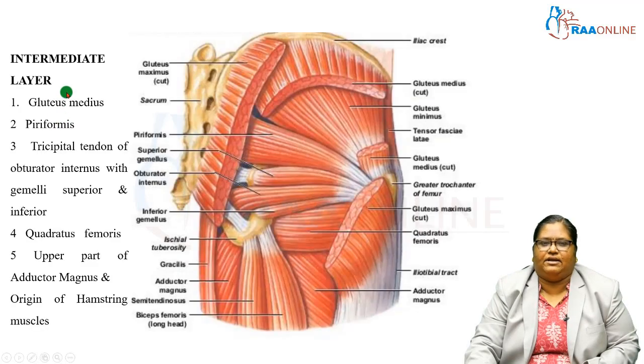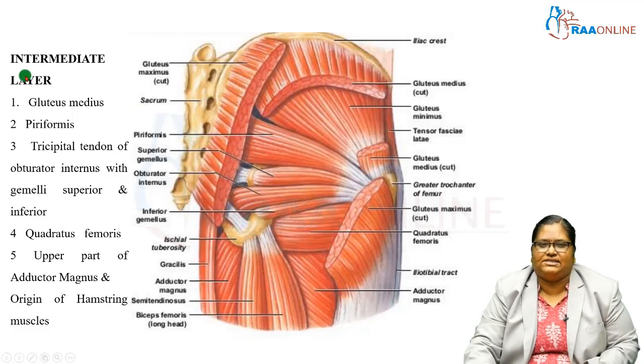The muscle that occupies the intermediate layer is the gluteus medius. This is the gluteus medius. This is the gluteus maximus. The gluteus maximus is cut and exposed to see this muscle. So this is the gluteus medius muscle, and then this is the piriformis muscle, and this is the tricipital tendon of the obturator internus, and this is the superior gemellus and the inferior gemellus. And then we have the quadratus femoris and the upper part of the adductor magnus and the origin of the hamstring muscles. Hamstring muscles take origin from the ischial tuberosity.